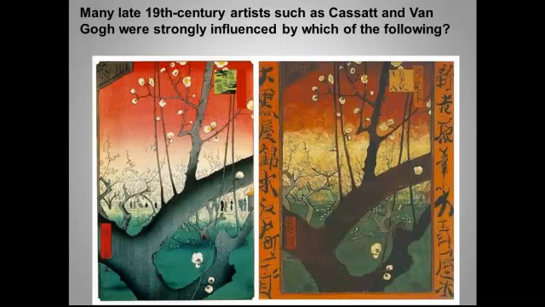Many late 19th century artists such as Cezanne and Van Gogh were strongly influenced by which of the following? I think you actually got this question on your last test as well, since Impressionists fit in there. But what you see here is on the left, a Japanese woodblock print by the artist Hiroshige, and on the right, Van Gogh's copy of the same print.